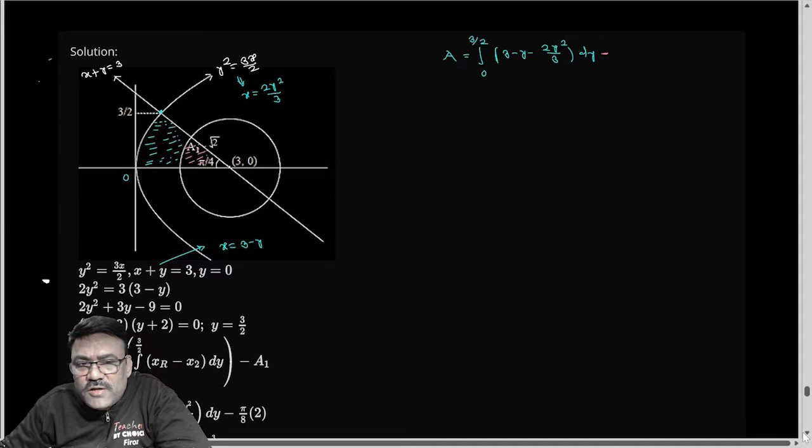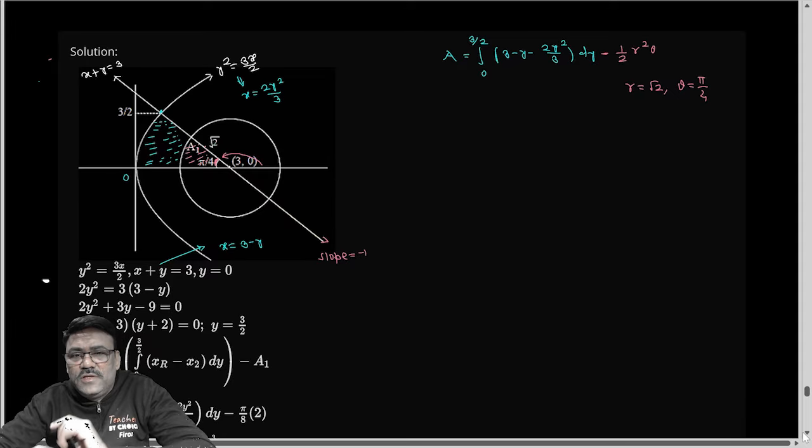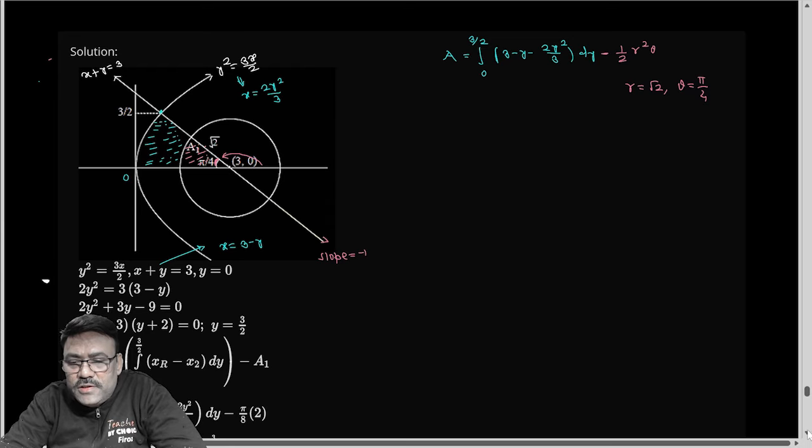And this is basically a sector of a circle. The area of a sector of a circle is half r square theta, where r is the radius of the circle, which is root 2, and theta is the angle. You can see that this line has slope minus 1, so this angle is 135 degrees, and therefore this angle is 45 degrees, pi by 4. Theta is pi by 4. Now just substitute everything here, r, theta, and integrate, you will get your area.